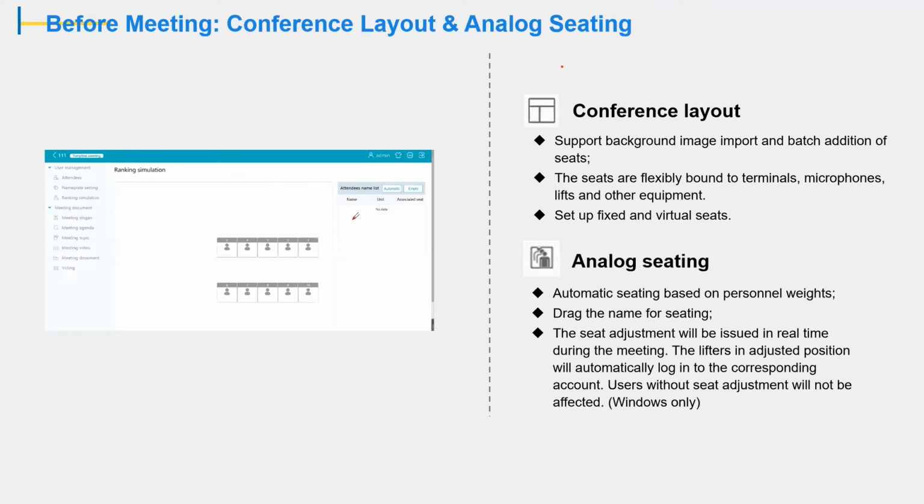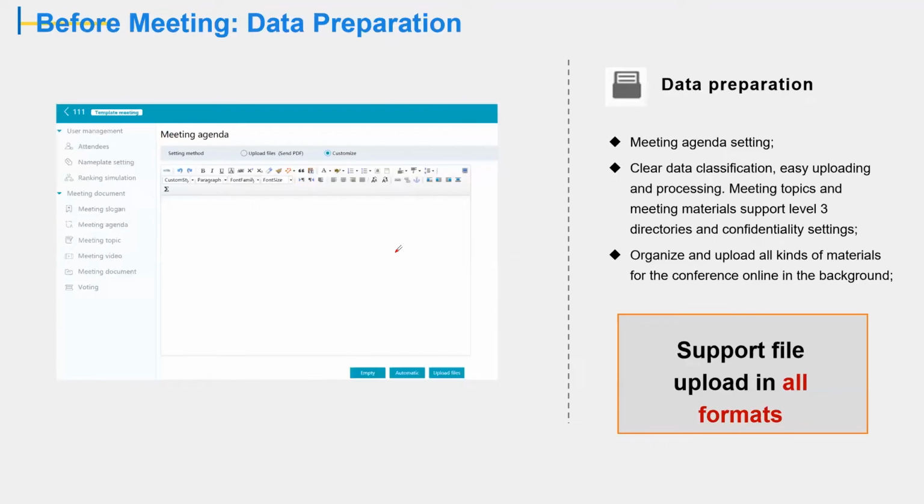For instance, you can use your mouse to move. If there are seats here, you can move them to here, something like that. So you can set up all the settings that you have in the conference room. And second, you prepare some meeting data. Then you can create a meeting agenda, and a clear classification of the meeting documents, and upload some files you need to talk about, something like that.